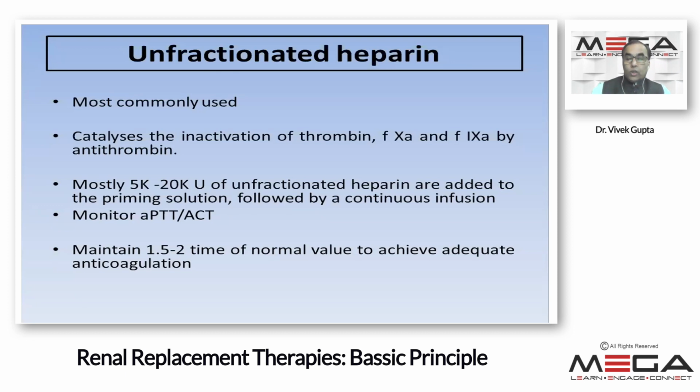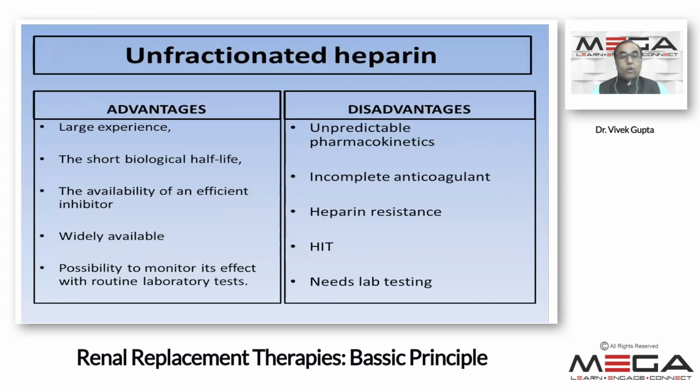Basically, it inhibits antithrombin III activity. You should maintain the APTT at 1.5 to 2 times the baseline value to achieve adequate anticoagulation. The advantages: we have very large experience, it has a short half-life, reversal can very easily be done using protamine, it's widely available, and monitoring is not very complex. But the issue is that the effect is very unpredictable. There is always a risk of heparin resistance and, moreover, heparin-induced thrombocytopenia.